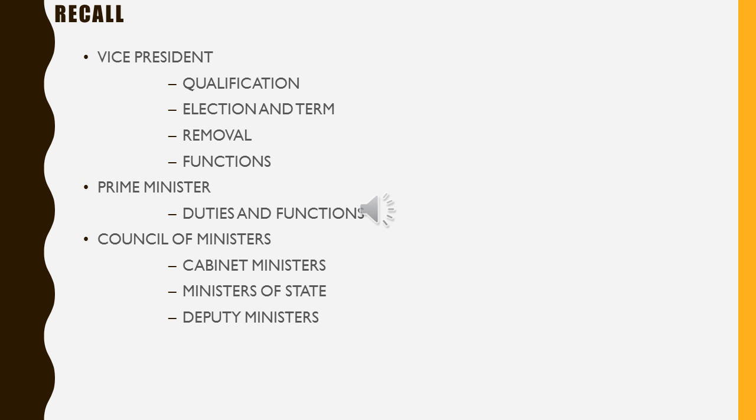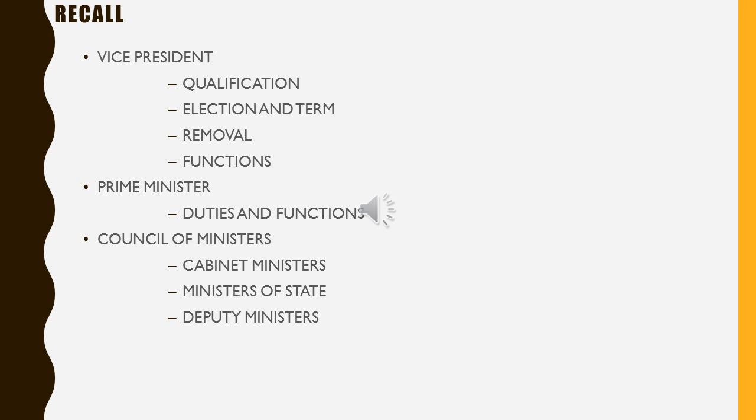So who is appointed as the Prime Minister? The leader of the majority party is appointed as the Prime Minister by the President. Then the Prime Minister rules the government. The Council of Ministers is appointed by the President on the advice of the Prime Minister. Then we discussed the duties and functions of the Prime Minister. Which article mentions the duties of the Prime Minister? Article 78.